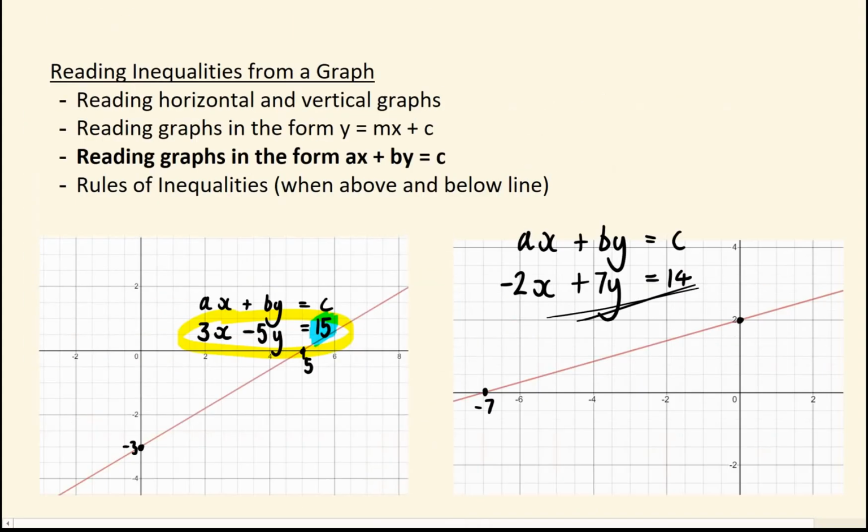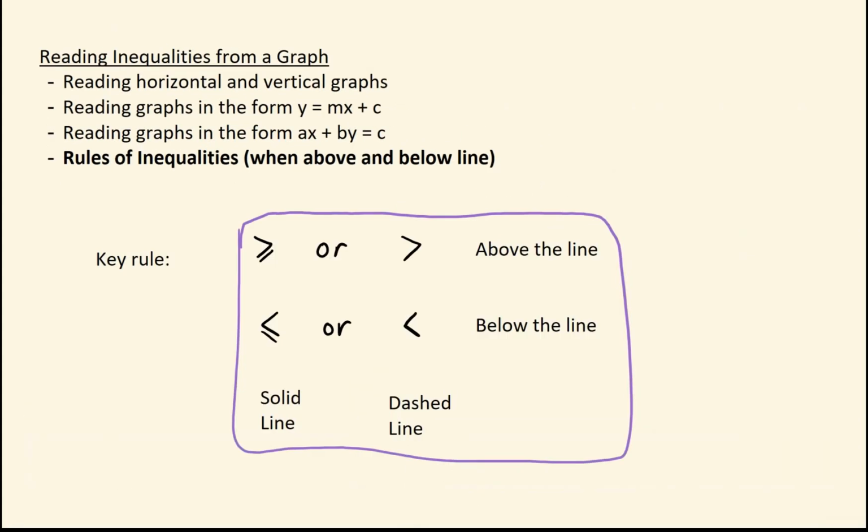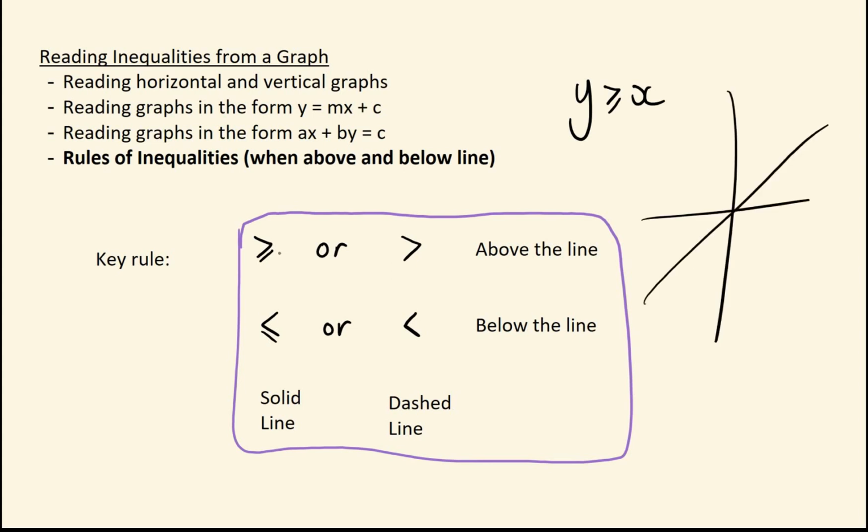Okay, those are the skills we need to know. We can now look at the actual stuff we need to do, which is looking at the main rules of inequalities and how we define a region given by inequalities. So key rules. Whenever you're given an inequality, so say I had the inequality y is greater than x, or greater than or equal to x, that means if I draw that line, because these are greater than signs, I'm going to be above that line.